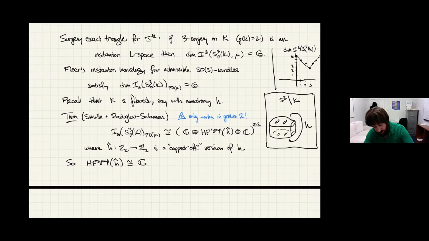And I should remark, again, I was using instanton homology as a black box here. I should say that the same is true for genus 2 Heegaard Floer L space knots.